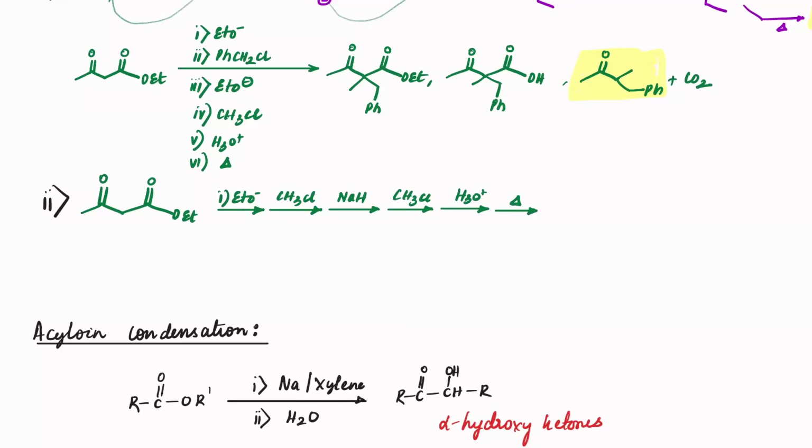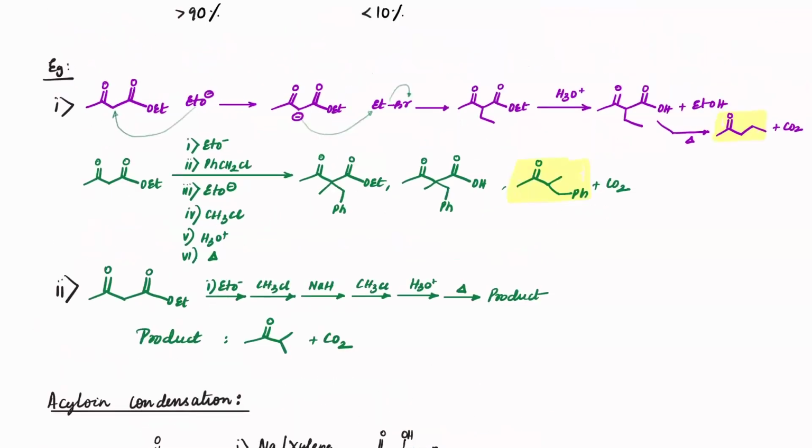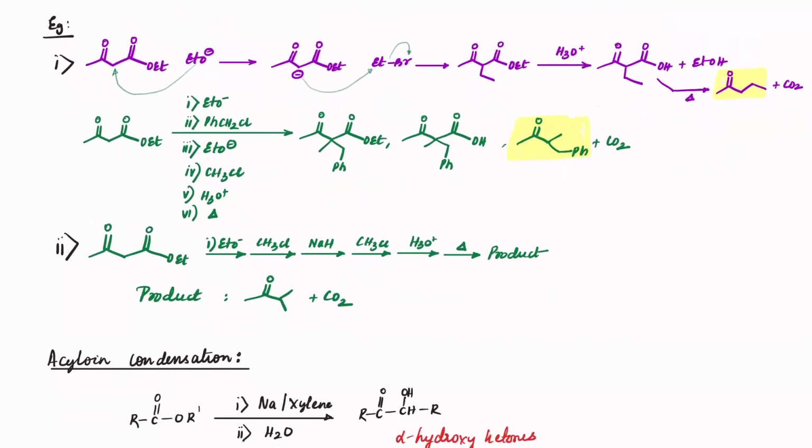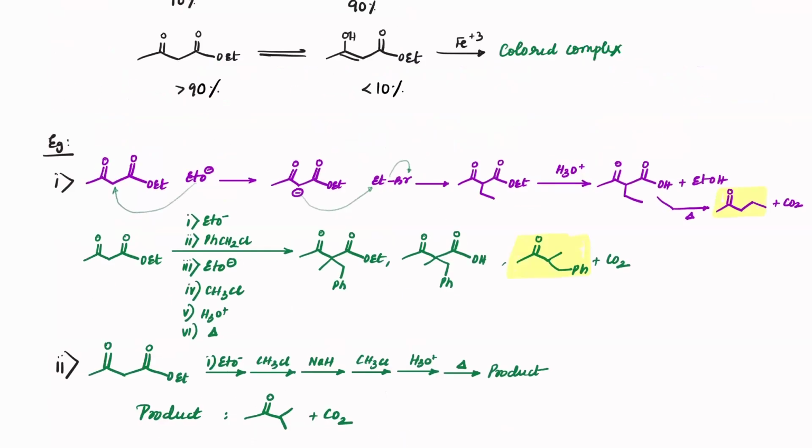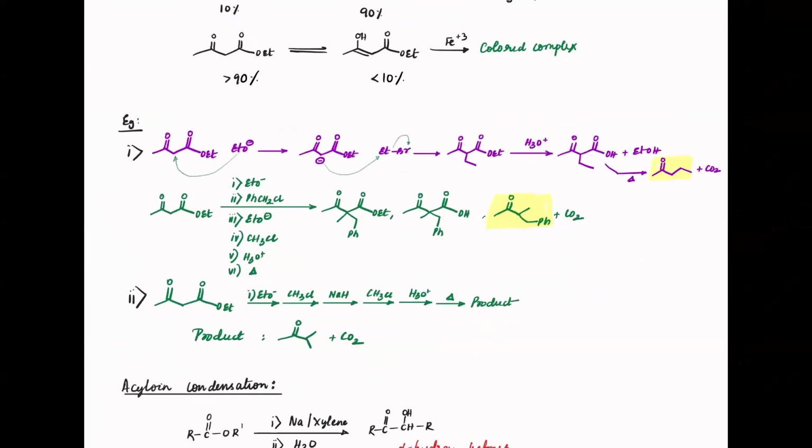Correct? Notice the same sequence. So this is what you get as the product. So the answer is, what is the product formed? Simple product form is like this, plus CO2. That's it. This is the product form. Done? Any doubt?